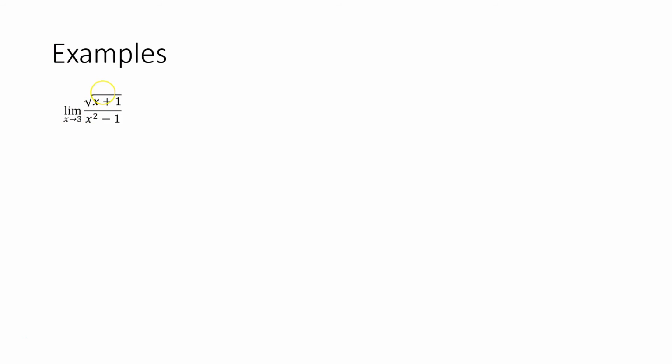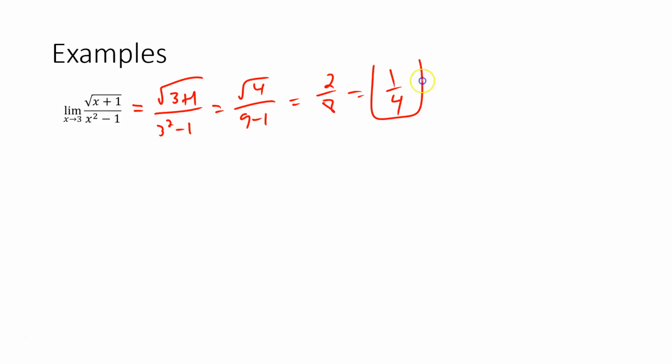And this one actually, sorry, I had to go back and remember what this was because there's no conjugate here. But this one, we're just going to try plugging it in. Okay, so it'd be root 3 plus 1 over 3 squared minus 1. So that is the square root of 4 over 9 minus 1, which is 2 over 8. That's 1/4. So we got a number. So this was our first strategy. We plugged it in, gave us a number, we have our limit.